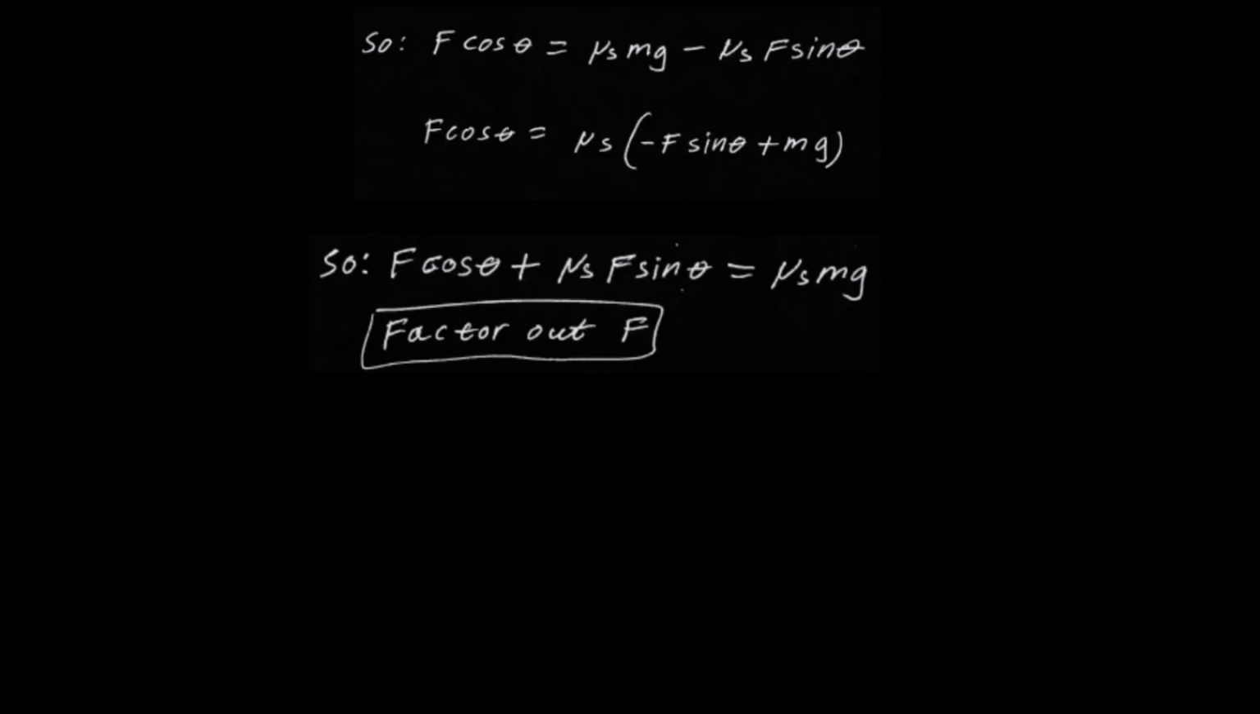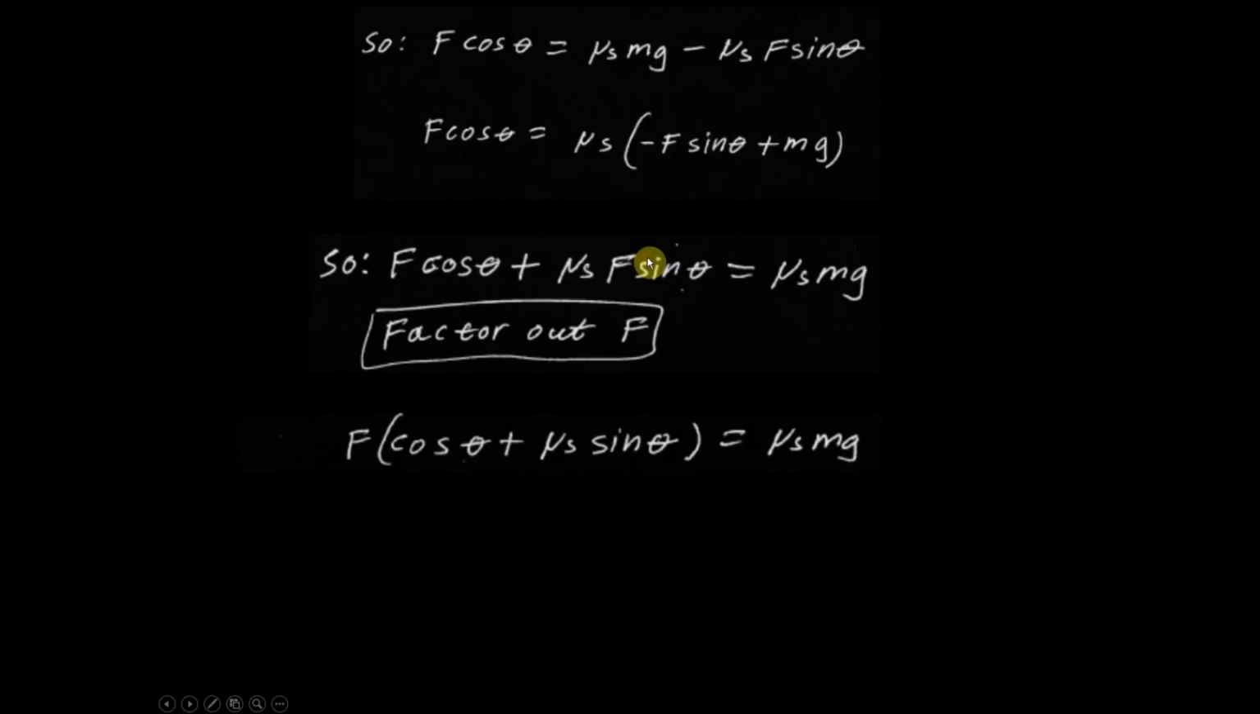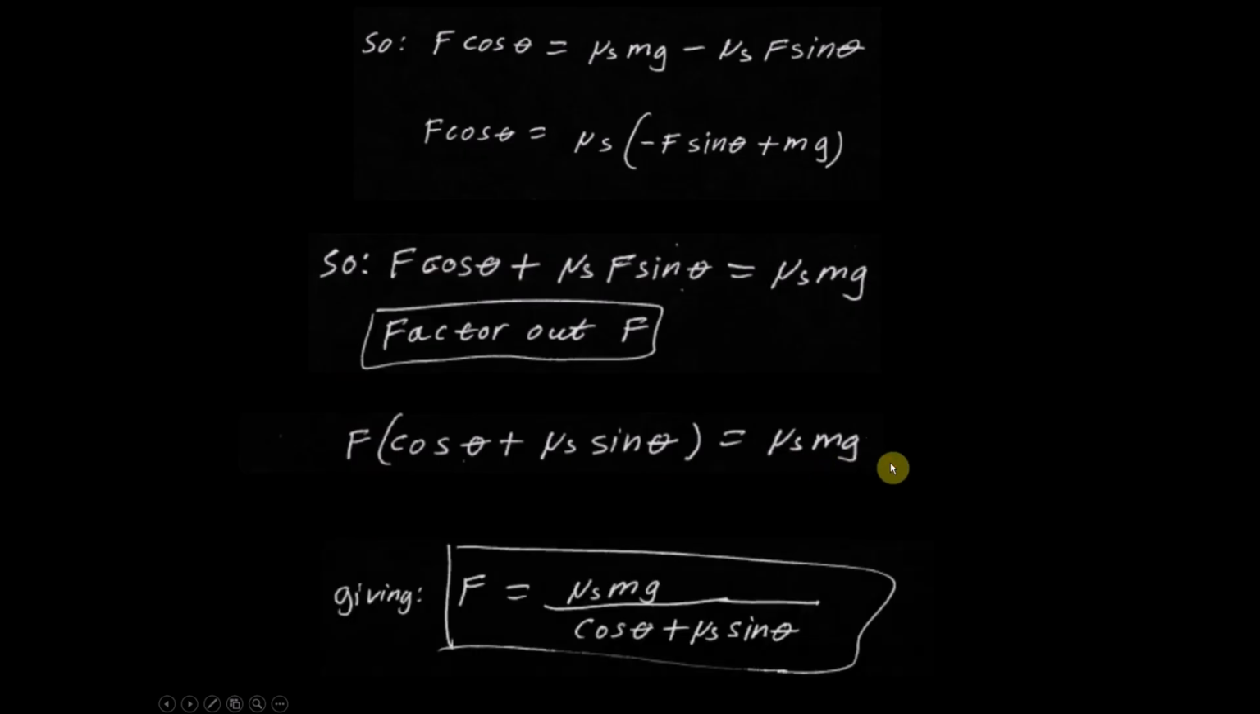This gives us a bit of an issue because now we have F in two places of this equation. Factoring it out will give you an expression of F times cos theta plus mu sine theta is equal to mu mg. This is the expression of force that equals our frictional force. That will give us F is equal to mu mg over cos theta plus mu sine theta. And this is always the result when we're dealing with friction and pulling our object at some angle.